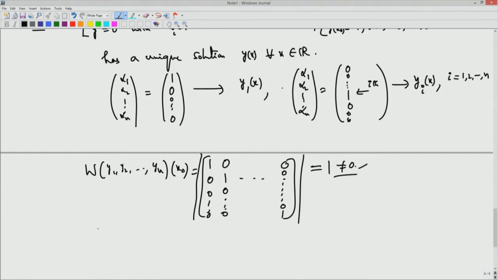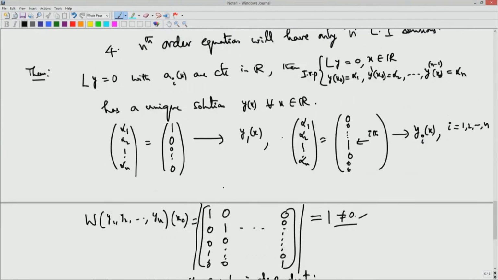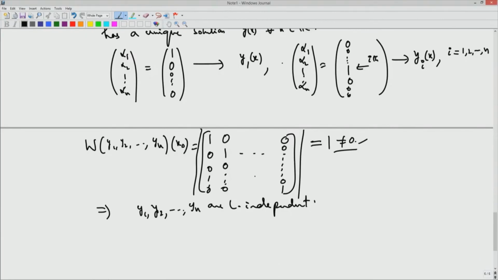Because this is non-zero, the Wronskian being non-zero implies y1, y2, yn are linearly independent. You cannot write any one of them in terms of the other, that is the meaning. Okay. So, you have n such solutions. Okay. So, how do you know that these are the only solutions? Suppose you have any other solution.